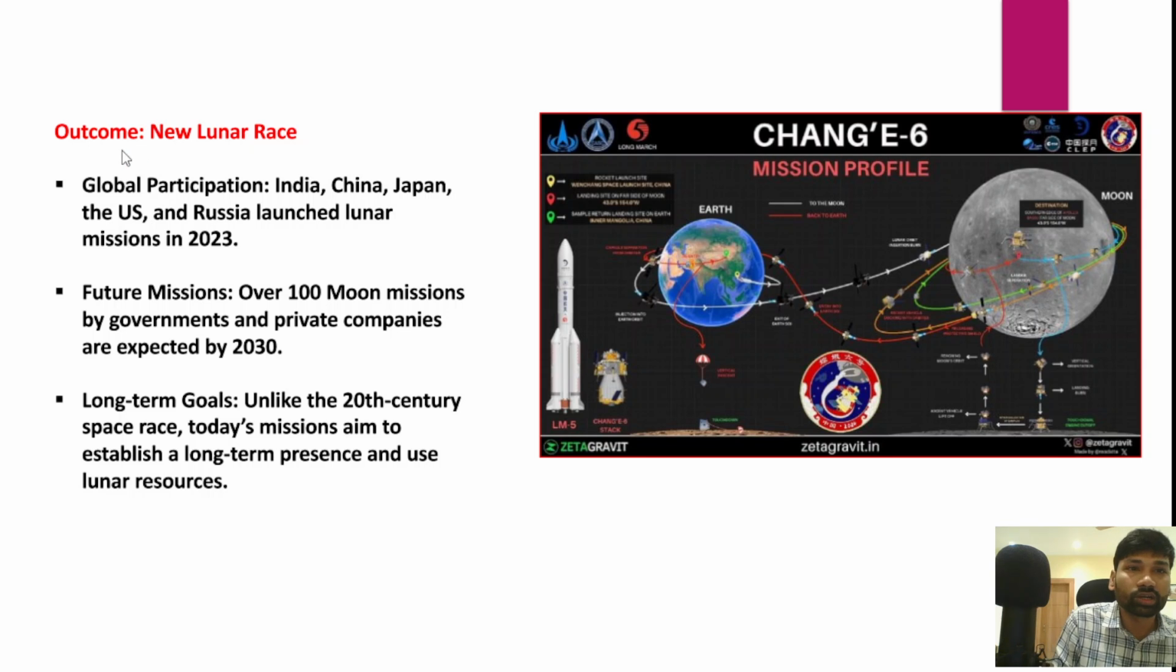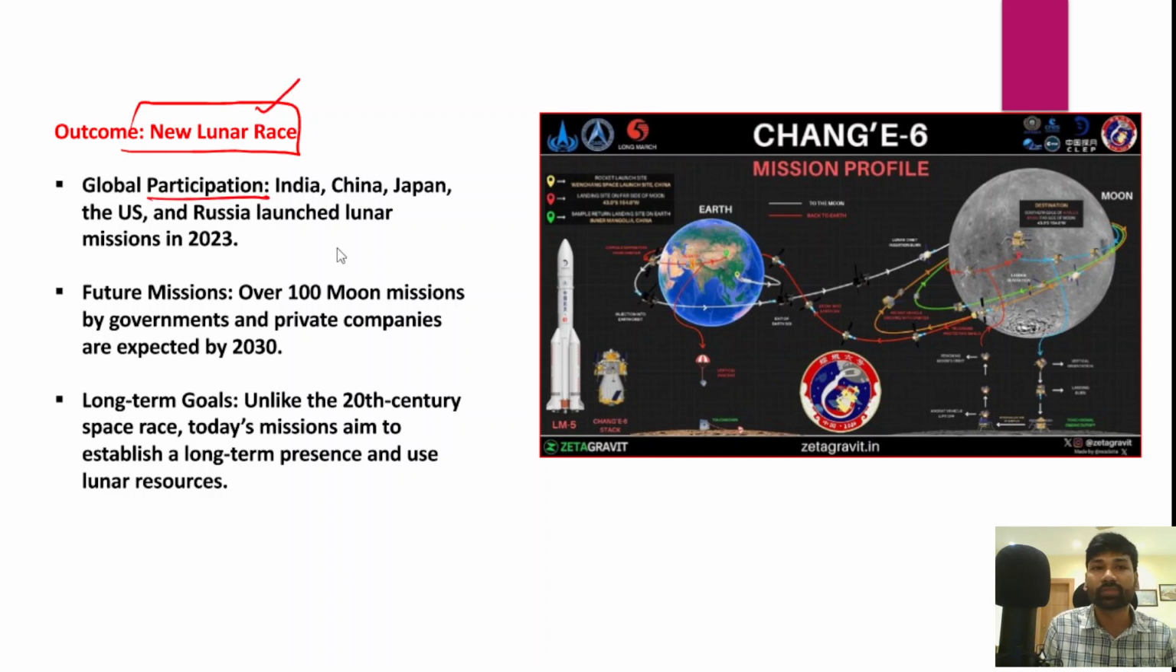Now, what is the outcome? There is a new lunar race that will develop between different countries. There is global participation in exploring the lunar surface, such as India with Chandrayaan 1, Chandrayaan 2, Chandrayaan 3, and China with the Chang'e series of missions. Japan also recently sent one of its probe missions to the lunar surface, as did the US and Russia.